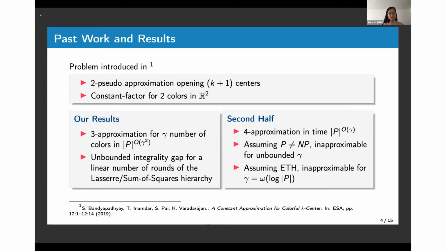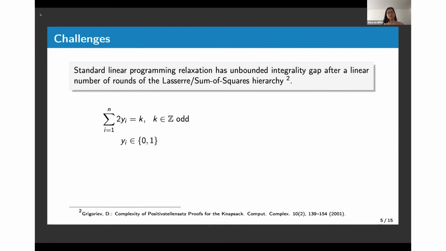So I'll actually talk about the second bullet point first. We were able to show that if you apply the sum of squares hierarchy to the standard LP relaxation with a linear number of rounds, then you still have an unbounded integrality gap. And we did a reduction from this result of Grigoriev that says if you sum up these 0, 1, 2 copies of these 0, 1 variables to an odd number, then clearly there's no integer solution, but sum of squares will not recognize this with a linear number of rounds.